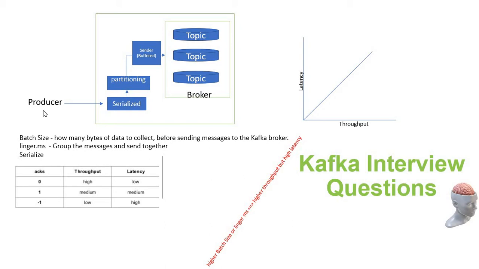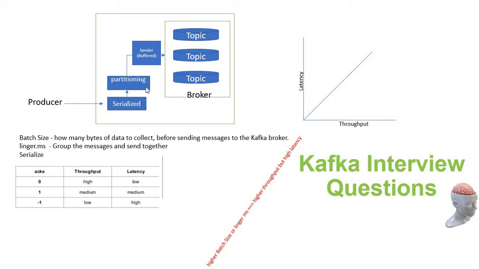When the producer sends data, it is serialized first, and then Kafka applies the partitioning logic to find out to which topic or partition this message needs to go. Then those messages are buffered. They are not yet sent to the topic, they are just buffered. Now we have a sender thread, a separate thread which is waiting for some signal to send the message to the respective topic. So what are those signals?